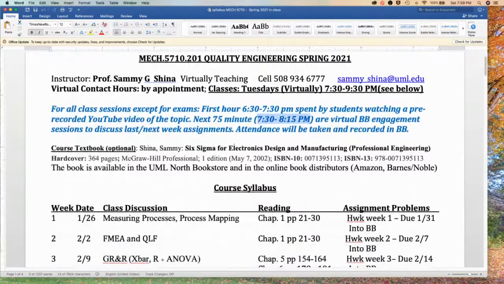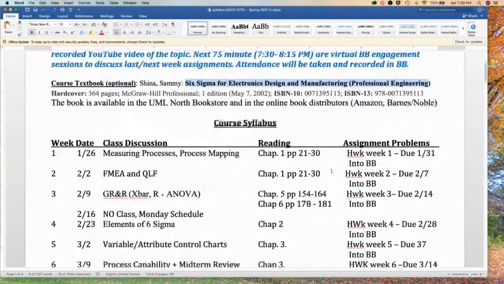So again, I just talked about the course book here. This is the course book I was talking about, Six Sigma Electronics Design and Manufacturing. Unfortunately, there's the word electronics because my editor at McGraw-Hill was the electronics editor, and he insisted on putting the word electronic in the title of the book, which really made me mad because we could have sold the book to a lot of people that are not in the electronics industry. Okay, so this is what we're going to cover, the syllabus.